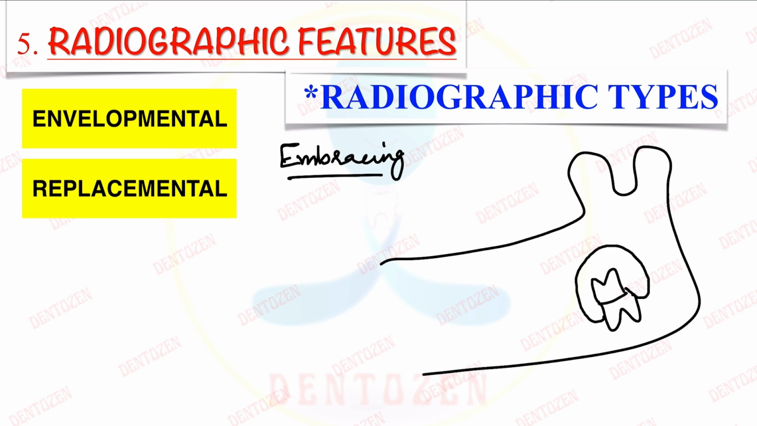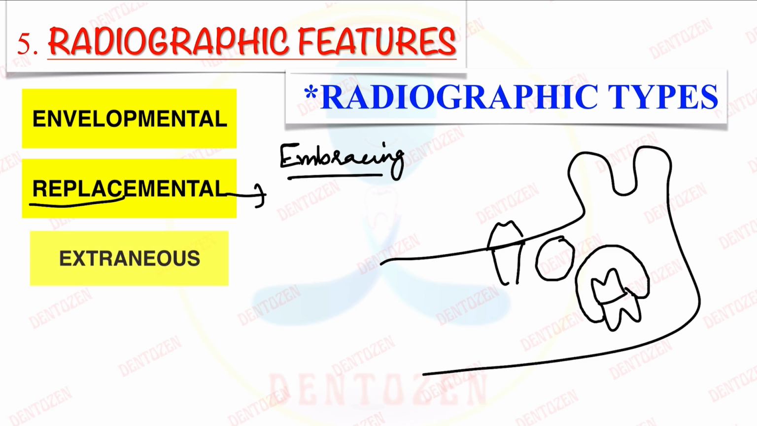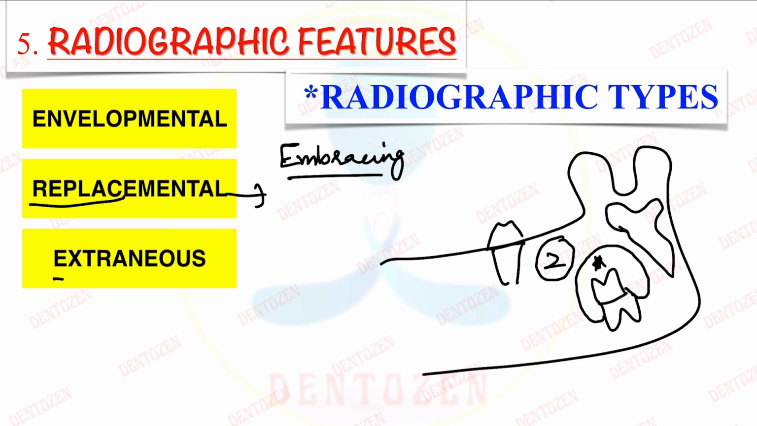Now, second is when it is found in place of a tooth. So in place of a tooth, a cyst has formed, it has replaced. So that is replacemental type. This is not considered anymore. This is outmoded. Now, extraneous type is when it is growing in the ramus of the mandible, away from the tooth bearing regions, in the non-tooth bearing regions.